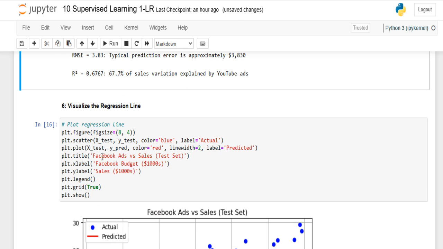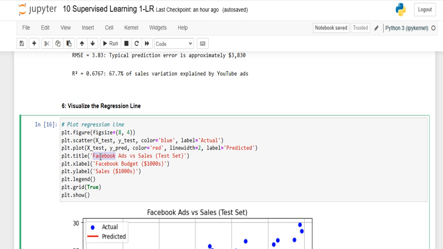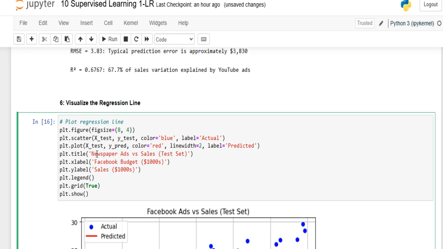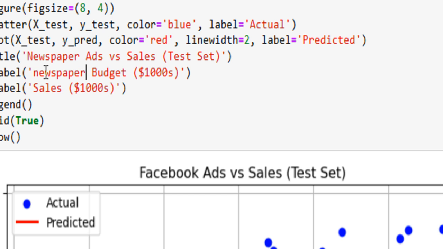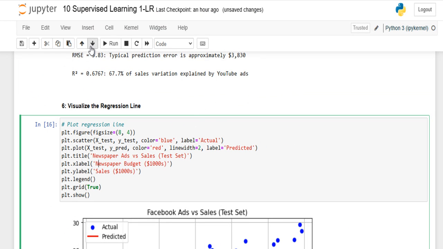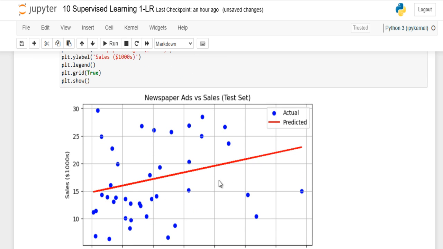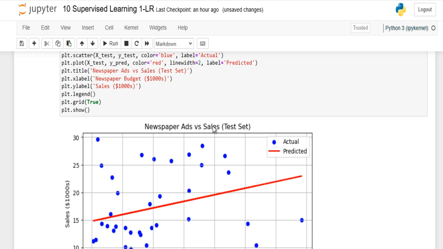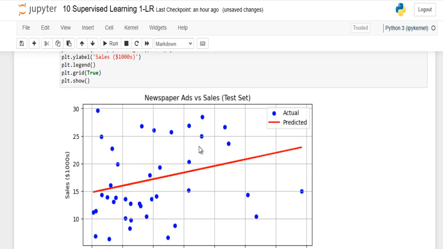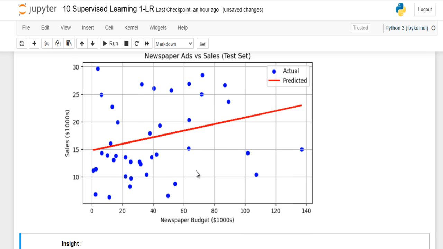So here now I can change this one to newspaper. Okay, right, I change it to newspaper. I want to see a new trend, a new line. So let's run this now. You can see this one is poor. Can you see? It's poor. The trend is not as positive as the previous two. You can see it, it's very poor.